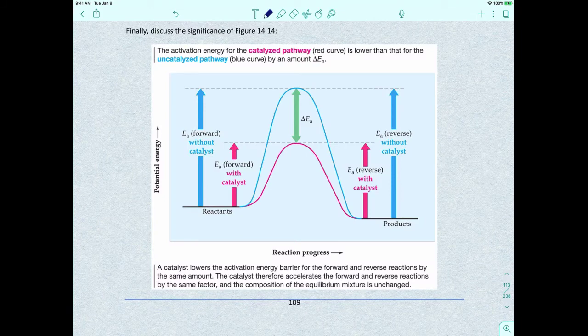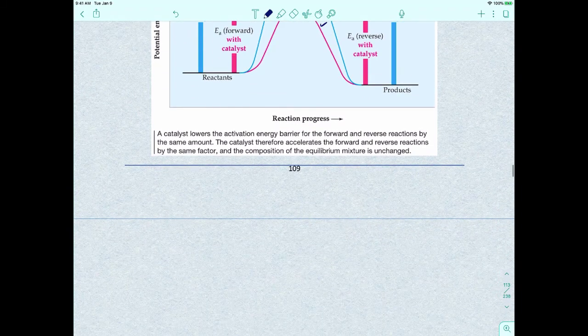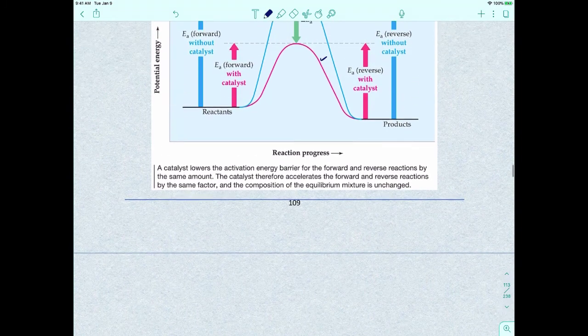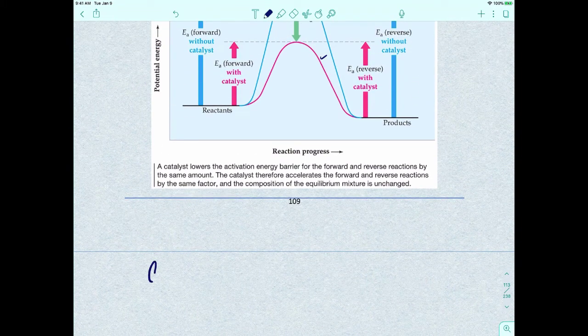Finally, let's take a look at this graph. This is another reaction coordinate diagram showing an uncatalyzed reaction in blue and a catalyzed reaction in pink. We have an activation energy without the catalyst, and an activation energy with the catalyst. So what can we conclude from this graph? Catalysts speed up the chemical reaction by lowering the activation energy.